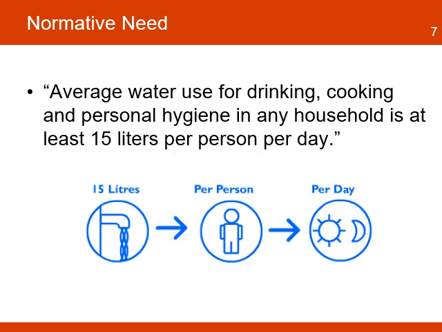An example of a normative need in a water and sanitation project is the standard of liters of water used per person. This is a standard set up by the European Union. The average water used for drinking, cooking, and personal hygiene in any household is at least 15 liters per person per day. Anything less is then defined as not meeting the standard, and there is a gap.